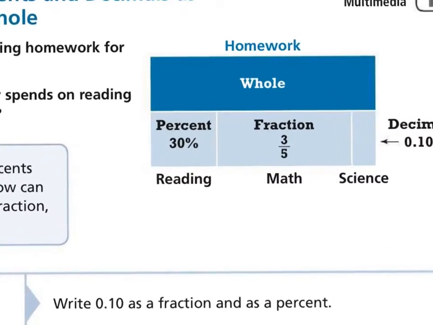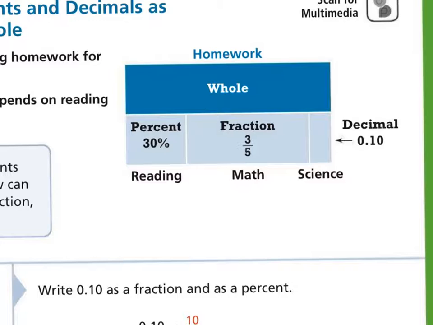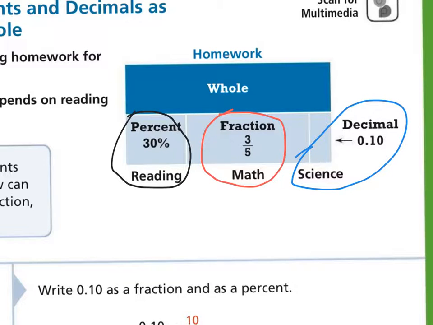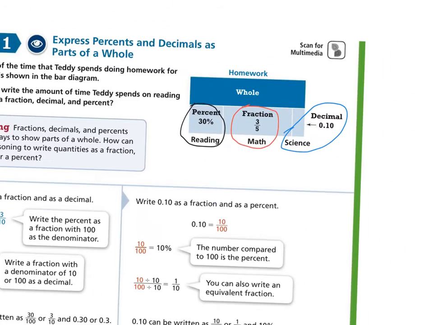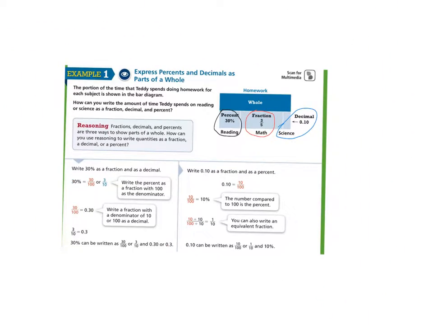So for the homework, you can see he did 30% reading. Okay, they wrote that as a percent, 30% for the reading. The math, they wrote that as a fraction, as 3/5. And the science, they wrote as a decimal, 10 hundredths. So 3 different formats, and we're going to see how these relate to each other.